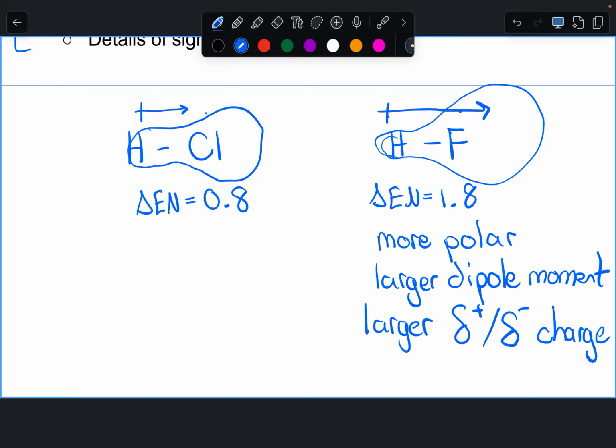It's multiple choice, so you're not going to be drawing the dipole moments, right? You're not going to be summing them up in a molecule with multiple bonds.